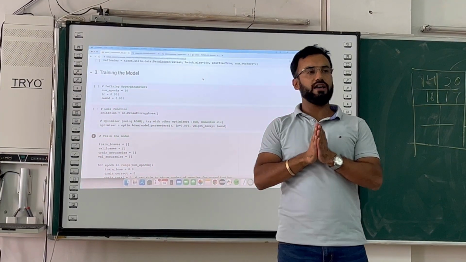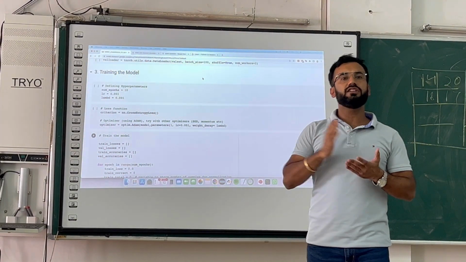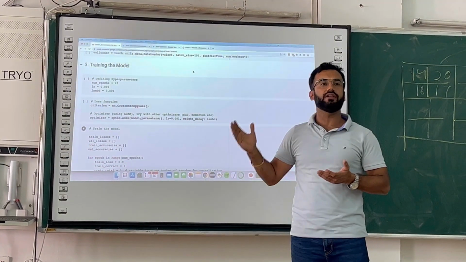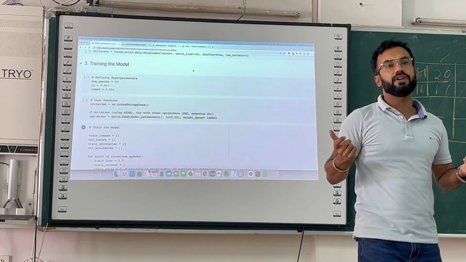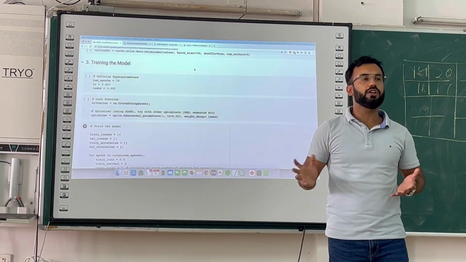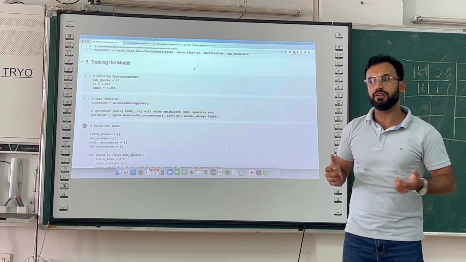The learning rate, I think everyone remembers. When we do gradient descent, the step size shows how much you are progressing. It should not be very low and it should not be very high. If it is very low, the training will be very slow. If it is high, it may jump and start oscillating among the values.